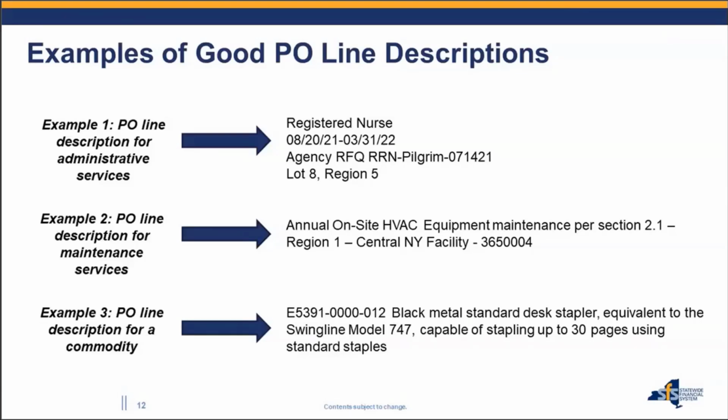Maintenance services are the second bullet here. The annual on-site HVAC equipment maintenance, right? We're spelling out exactly what it is that we're ordering and being very clear with the vendor. It gives the region, Central New York facility, and it gives the unit ID code that applies to that region. And then the last one is a commodity description. This one's a good example of a typical catalog item or an e-marketplace item that includes the vendor supplier item ID, right? So that E5391 number identifies to the vendor what that exact item is that you're ordering, and then goes into even more detail about what that item is, as good as possible, right?